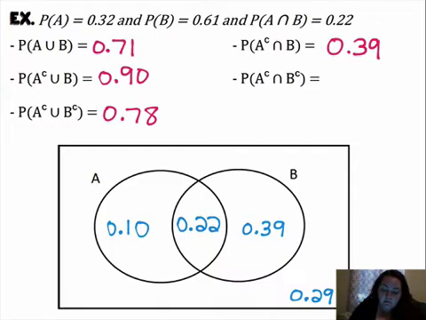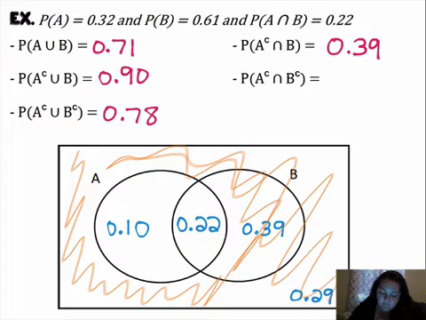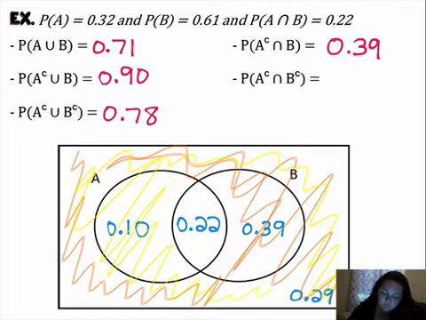The next one is the probability of the complement of A and the complement of B. So if it's anything that's not A, and then anything that's not B, that leaves me with that. So it's everything.